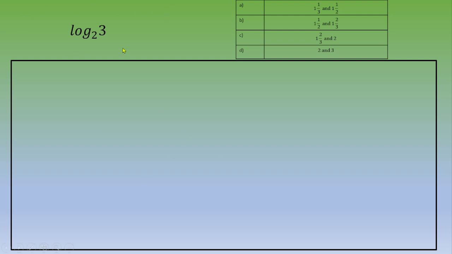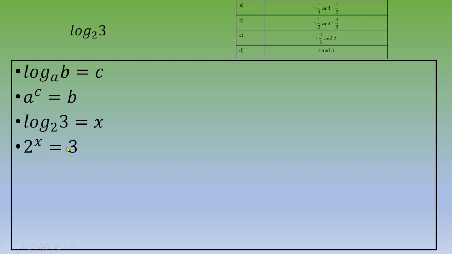So just a quick reminder, what is log of b to the base of a equals c? This is equivalent to a to the c equals b. So if you apply this to log of 3 to the base of 2 equals x, you end up with 2 to the x equals 3. So now, if we look at the table, we've got two numbers, 2 and 3. So we are going to find one upper bound, one lower bound.